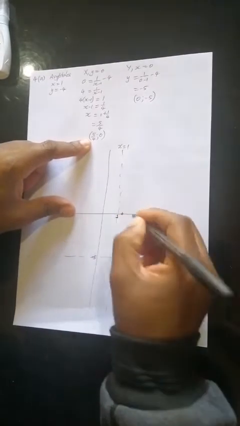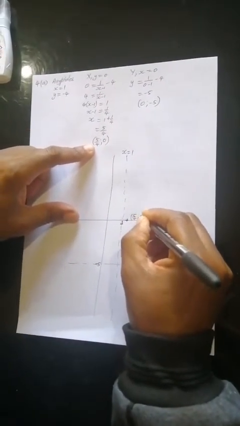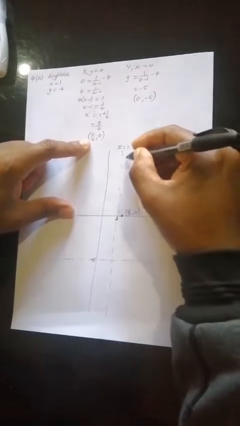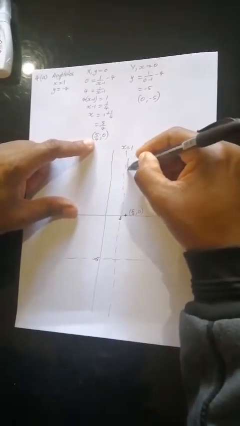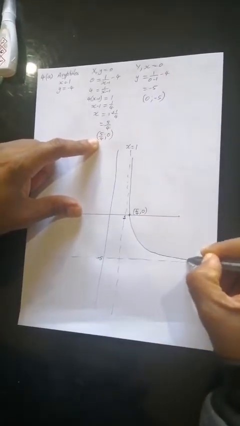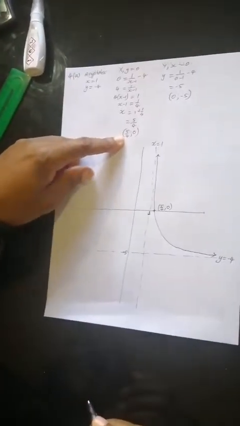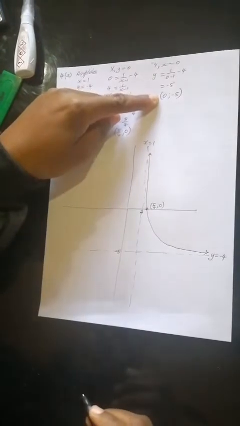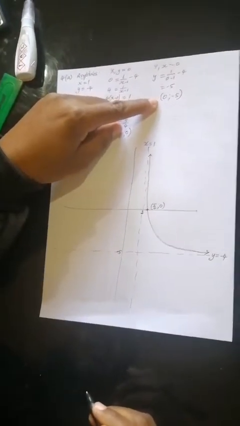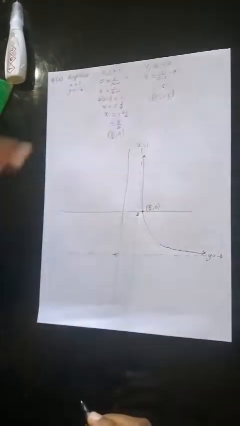So we can write the coordinates here as 5 over 4 and 0. So we know it is approaching the asymptotes. So this will be the graph. We can show that it goes on and on. And then we also plot this point. It's 0, minus 5.